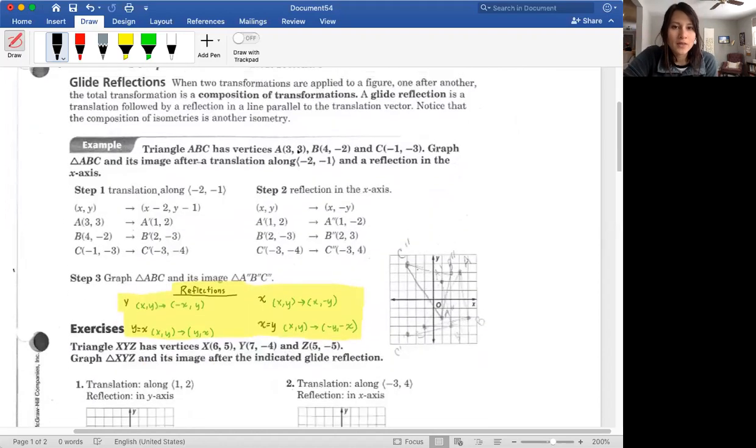So let's just walk through this example here. It says triangle ABC has vertices A, B, and C. So there are these points. Graph ABC and its image after a translation along (-2, -1). Remember, we talked about how these little brackets show the movement. -2 is in place of where the X is, -1 is in place of where the Y is.